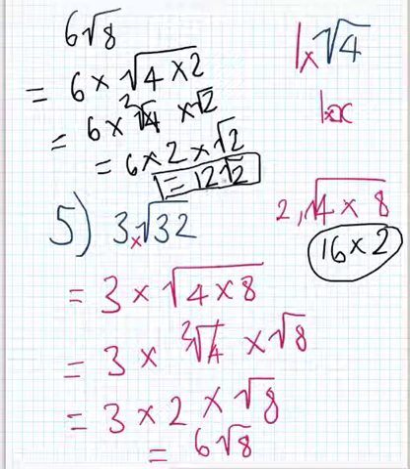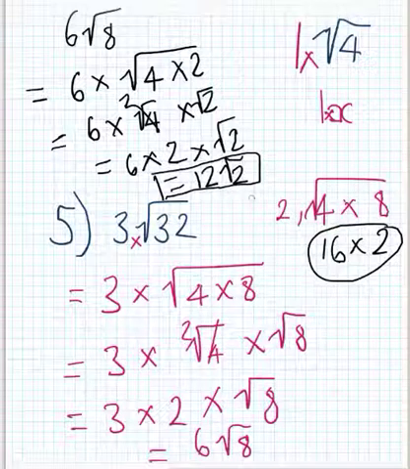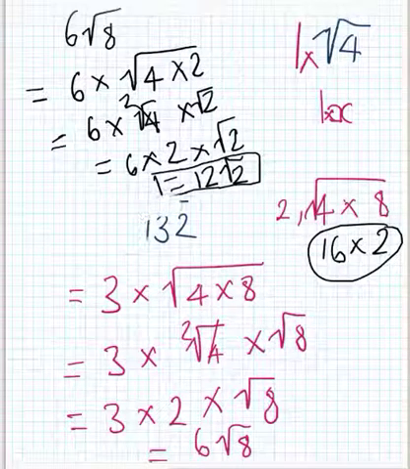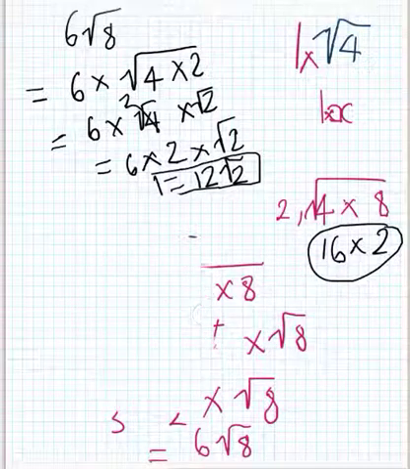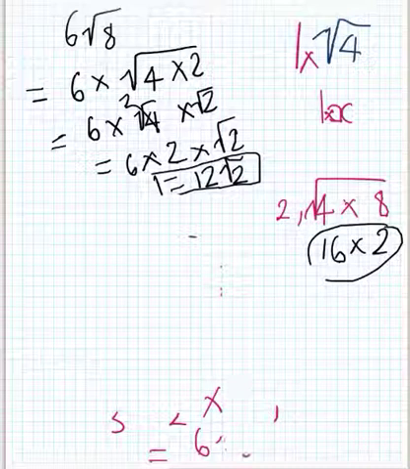Now, we could have gotten this answer much sooner if we had used 16 times 2 instead of 4 times 8. But we still got the same answer regardless. But just make sure you don't stop simplifying until you can't simplify anymore. So we'll just quickly use 16 times 2 instead, just to see if we get the same answer.